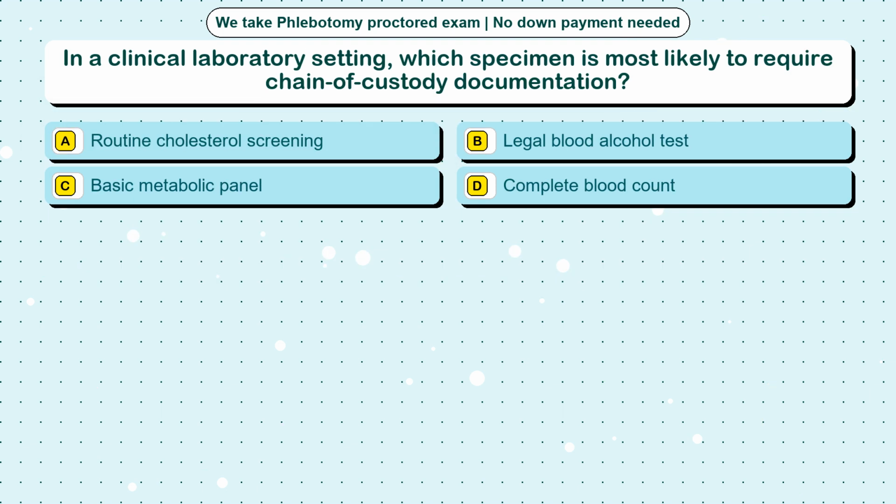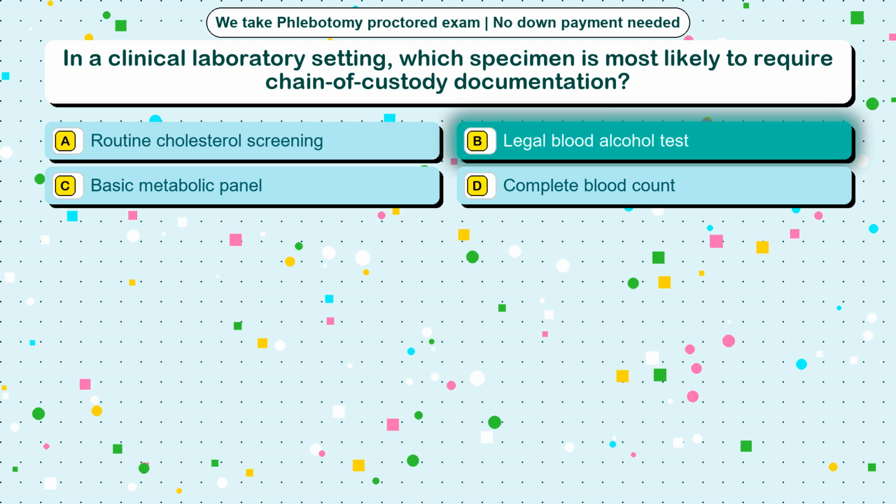Question 85. In a clinical laboratory setting, which specimen is most likely to require chain of custody documentation? Option A. Routine cholesterol screening. Option B. Legal blood alcohol test. Option C. Basic metabolic panel. Option D. Complete blood count.